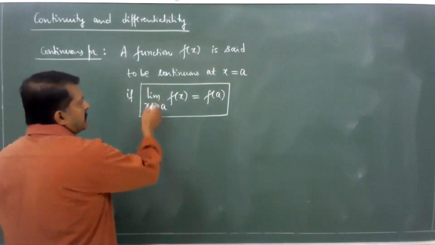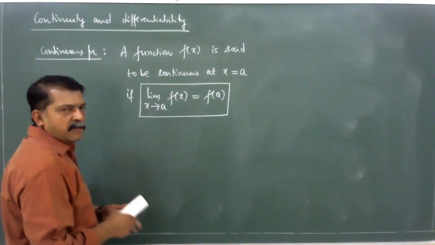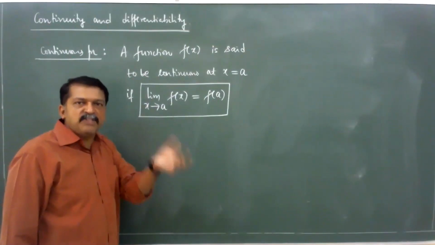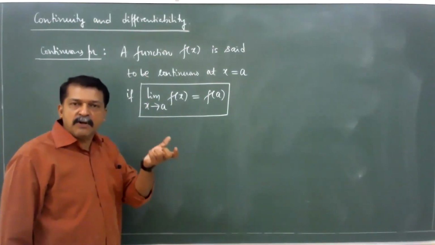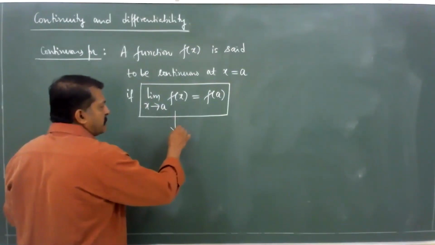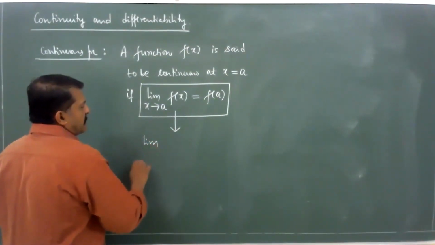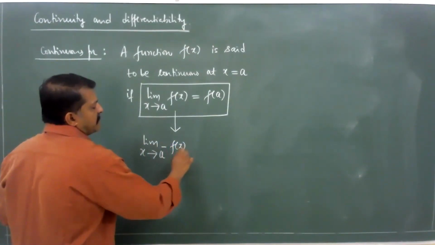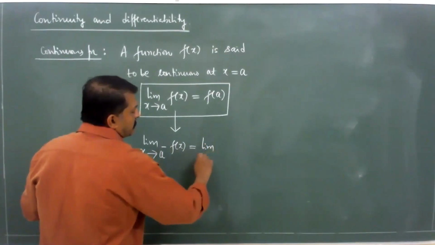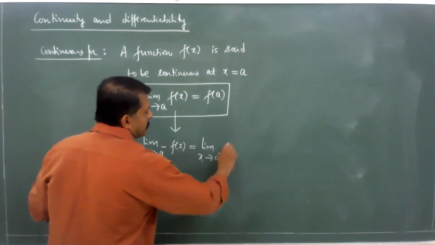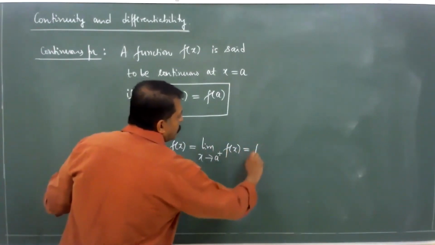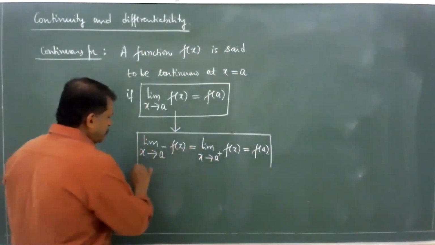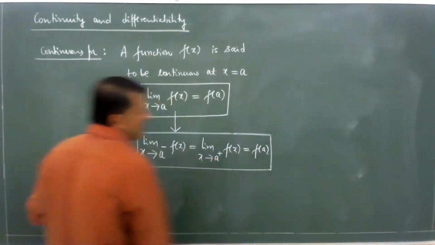The moment I say limit x tends to a, f of x, that means I am saying the limit exists. Limit exists means what? Left hand limit is equal to right hand limit. So the same definition I can write in a different way: limit x tends to a minus, f of x, the left hand limit, is equal to limit x tends to a plus, f of x, the right hand limit, is equal to f of a.